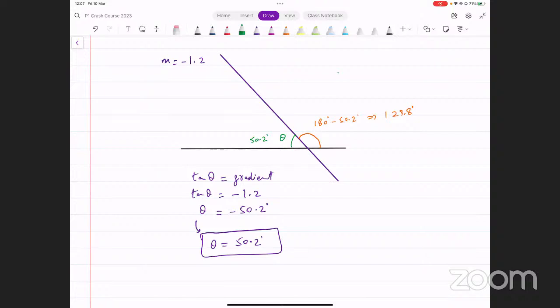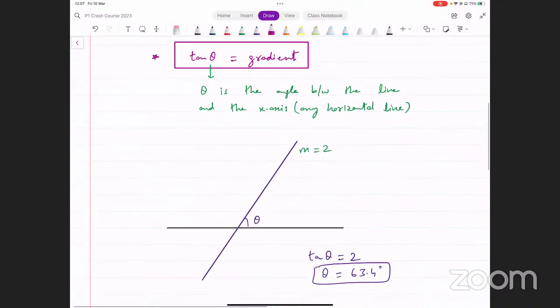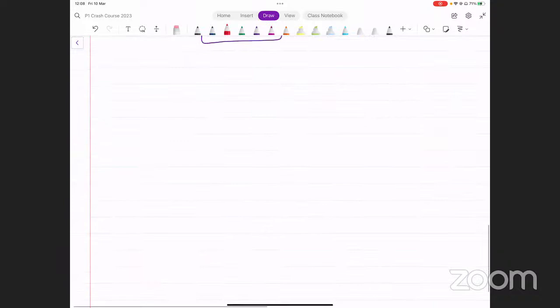Now, what if you were not looking for the angle between a line and the x-axis, but the angle between any two lines? Right now, one line was horizontal, right? So if one line was horizontal, you could use this formula, tan theta equals gradient, for that. But what if you're looking for the angle between any two lines?